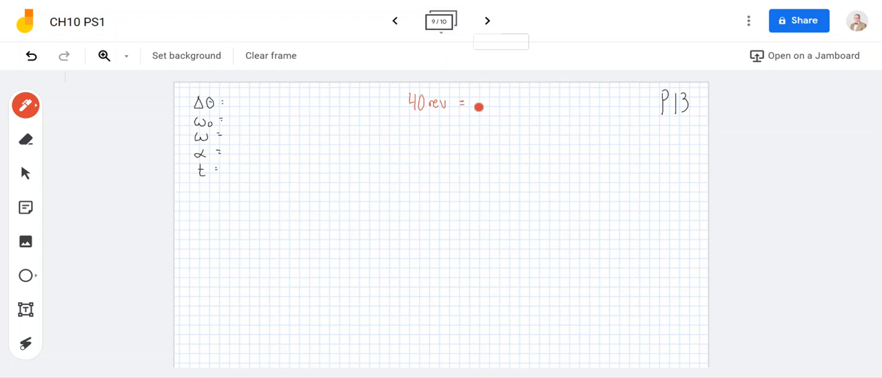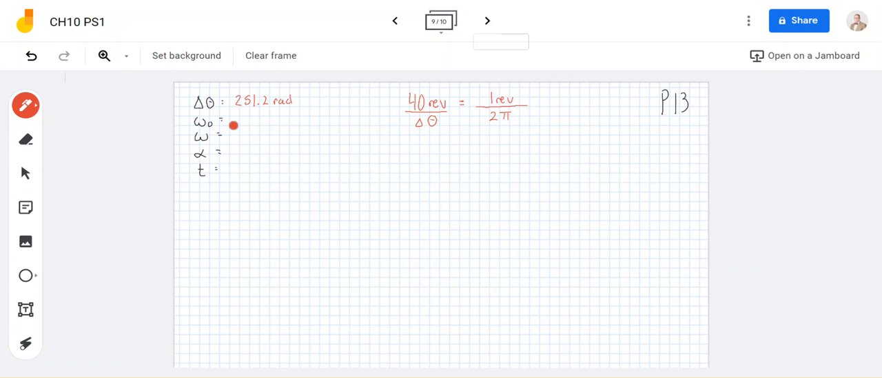So here's what I know. I know that in 1 revolution, there are 2 pi radians. And so if in 1 revolution there's 2 pi radians, in 40 revolutions, how many radians are there? So this is our delta theta that we're solving for. So when I solve for this, I end up with 251.2 radians.